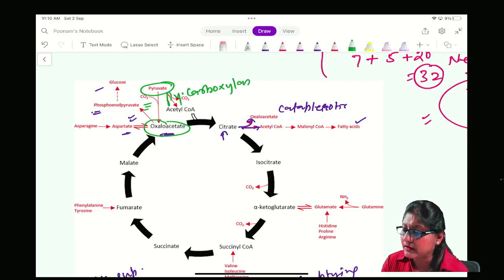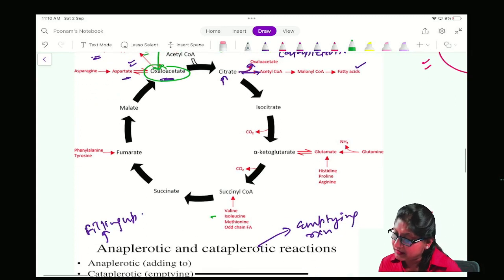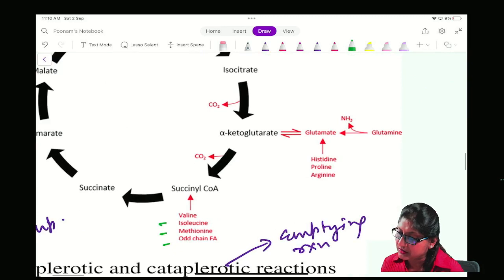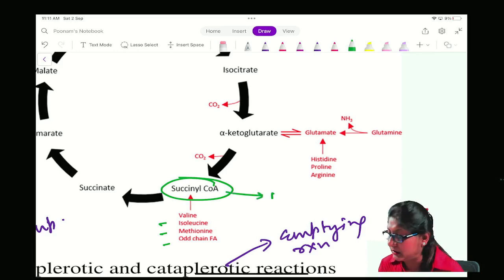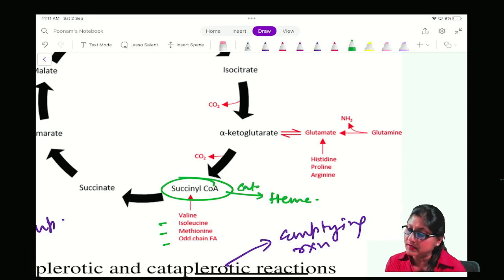What will this be, cata or ana? Pyruvate giving you TCA intermediate, oxaloacetate. So it's an anaplerotic reaction. In fact, this is the most important human anaplerotic reaction, right? Then we have valine, isoleucine, methionine, odd chain fatty acids. They all are going to provide you succinyl CoA. So those reactions which are providing TCA intermediates are anaplerotic. And it can go away also in heme synthesis because it's a precursor of heme biosynthesis. So this becomes a cataplerotic reaction. This is an anaplerotic reaction.